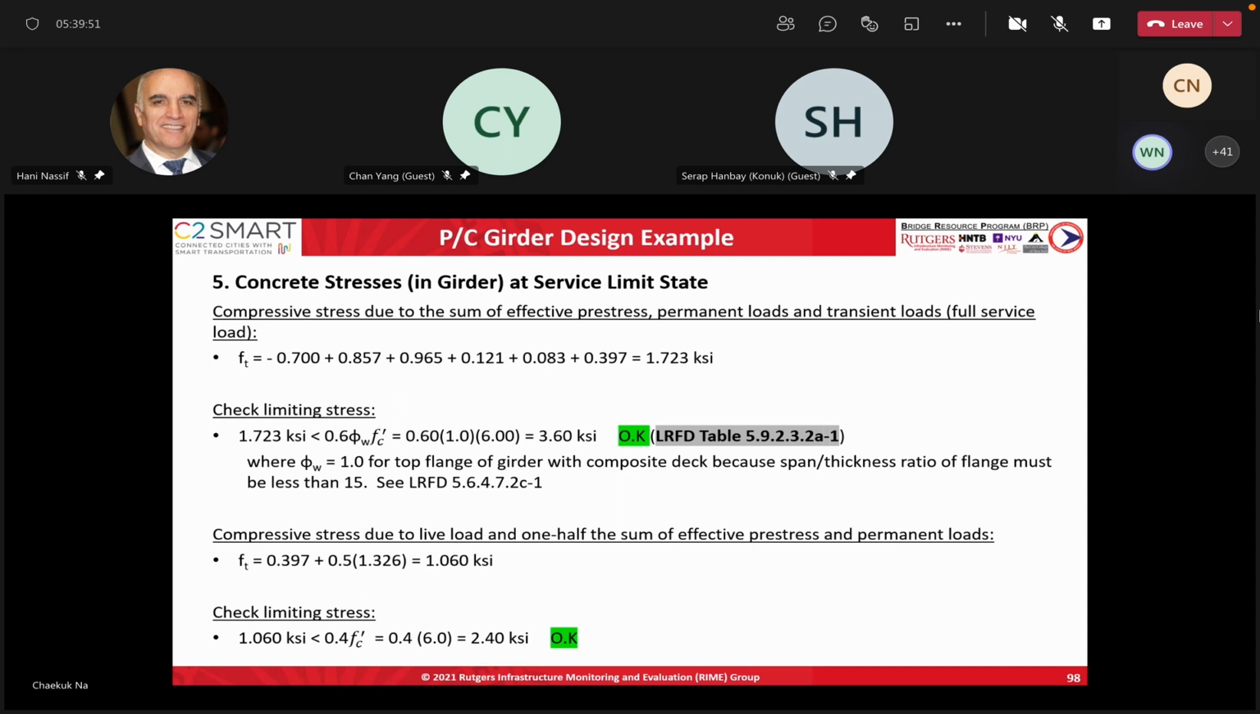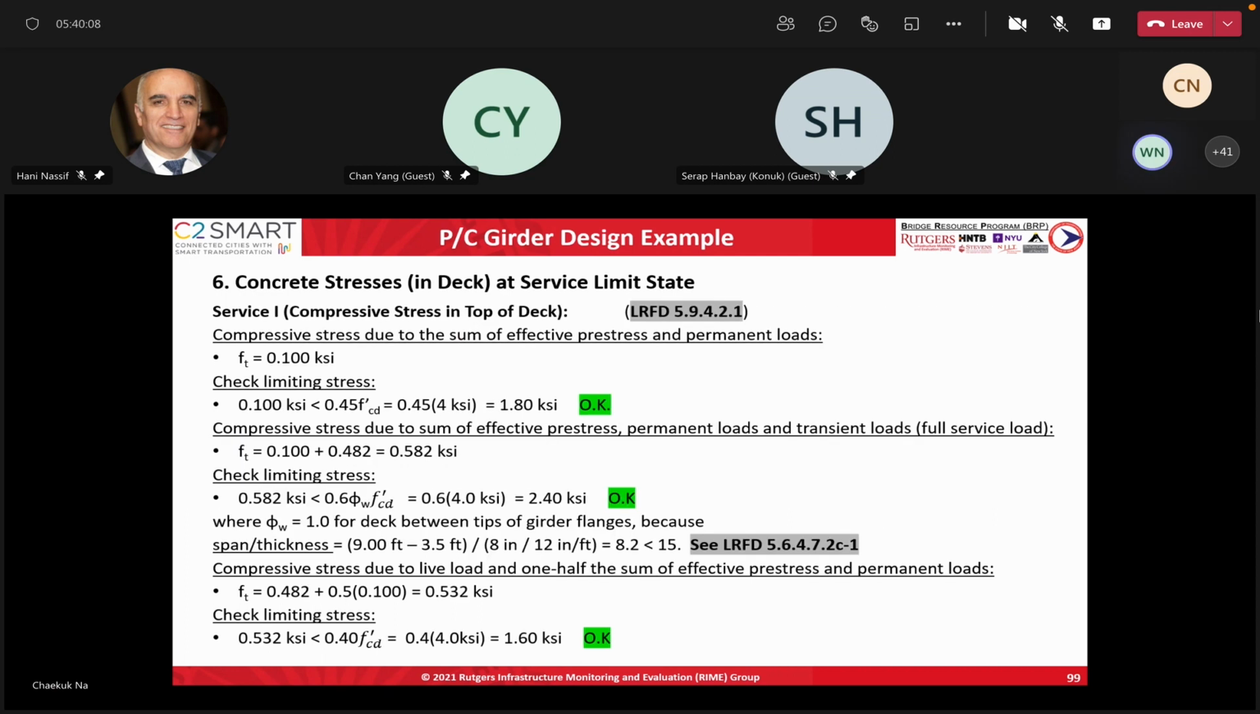Now there is a term here, FFW. It's for the composite section. It would be equal to 1 if the span to thickness ratio is less than 15. Okay, this is another check for the composite section, and these are in the deck because we already checked for the girder. Now we need to check in the deck. We have the stresses computed before, so we check them against the limit. They are the same, but make sure to check them against the F prime C of the deck itself because it's different from that of the girder.